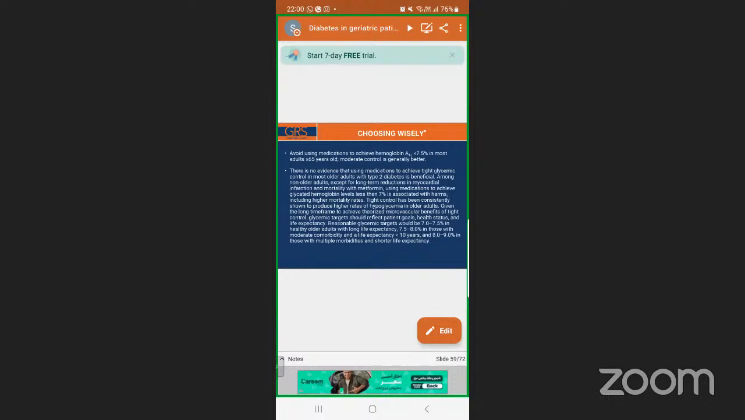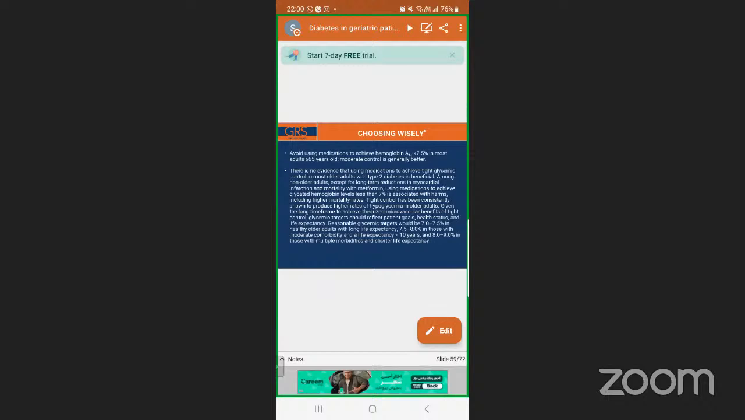There is no evidence that using medications to achieve tight glycemic control in most older adults with type 2 diabetes is beneficial. Among non-older adults, except for long-term reductions in myocardial infarction and mortality with metformin usage, using medications to achieve glycated hemoglobin levels less than 7% is associated with harm and higher mortality rates. Tighter control has been consistently shown to produce higher rates of hypoglycemia in older patients, given the long time frame to achieve microvascular benefits of tight control.